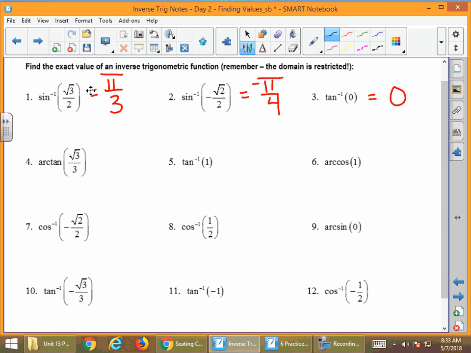Speaking of tangent, arc tangent, radical 3 over 3. What angle of tangent has a value of radical 3 over 3? Remember, 3 plus 3 is 6. And what angle of tangent has a value of 1? And what angle of cosine has a value of 1? It's actually 0.